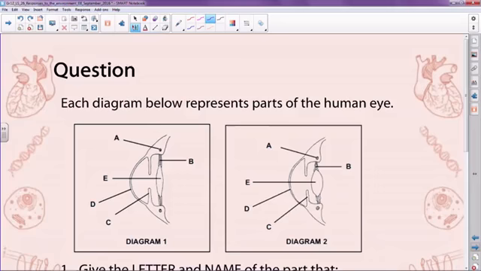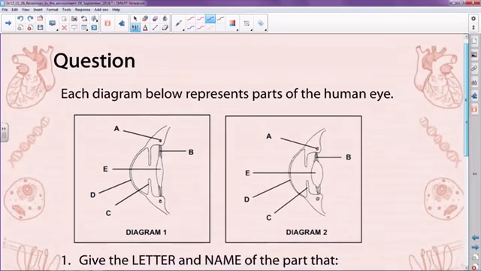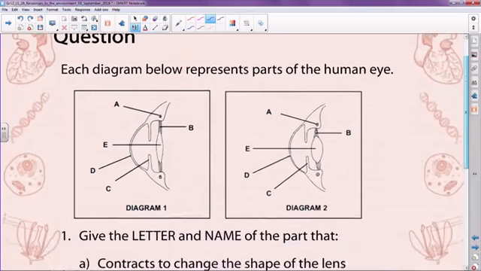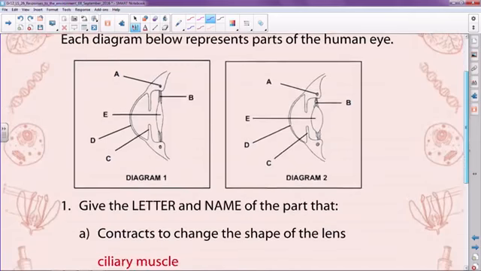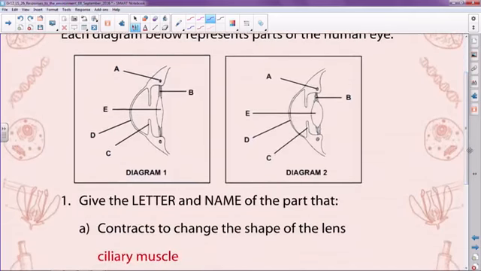Don't tell me that was too quick, because I know you've done it quick enough. So first of all, give the letter and the name for each of the parts. First one, contracts to change the shape of the lens. If you have a look, it's your ciliary muscles. It's A. It's not your ciliary ligaments. It is the muscles that contract. So it is A, the ciliary muscles.